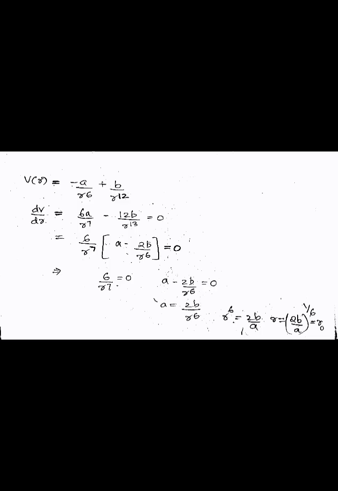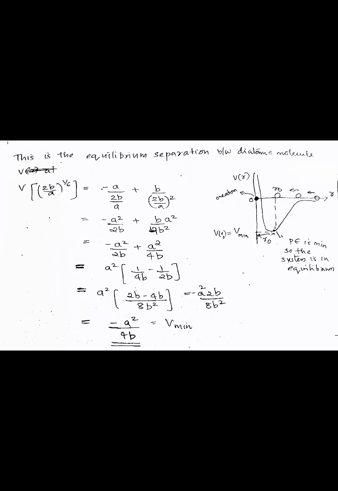So that 6a by r raised to 7 is equal to 0, and can also be written as a minus 2b by r raised to 6 is equal to 0. So that a is equal to 2b by r raised to 6, that is r raised to 6 is equal to 2b by a, that is r is equal to (2b by a) the whole raised to 1 by 6, which can be written as r naught. So this is the equilibrium separation between the diatomic molecules.